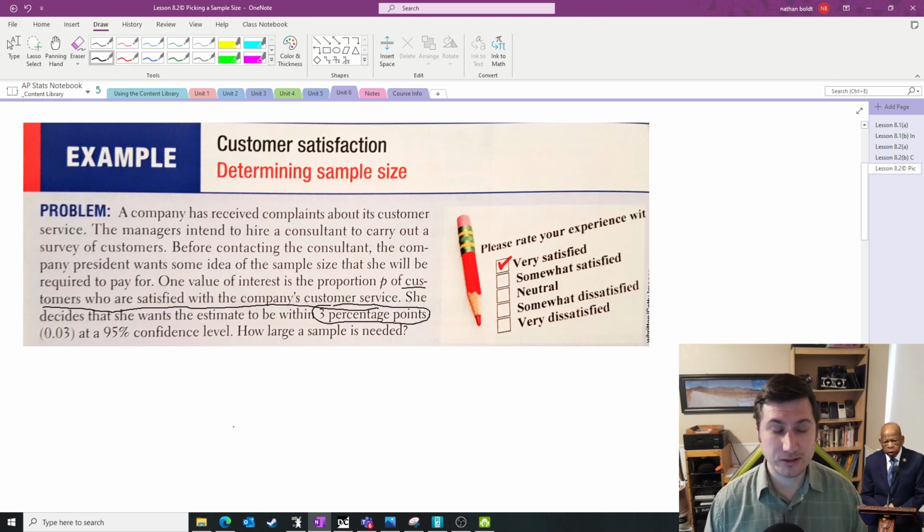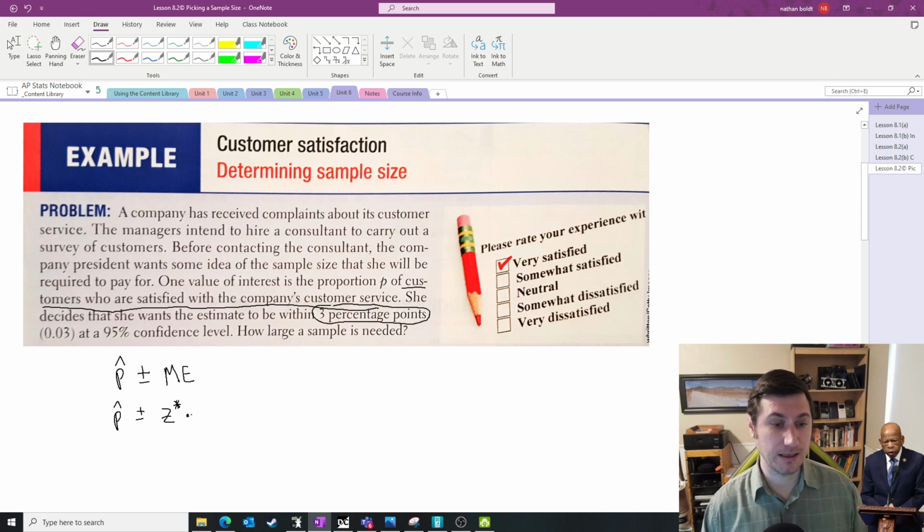All right, so let's go to our confidence interval equation. Remember, the process here is you take your sample and you get your sample proportion. But you know that's not quite perfect because of sample variability. So you have to add and subtract the margin of error. Now, what is the margin of error? Well, that's p hat plus or minus z star, the critical value, times the standard error.